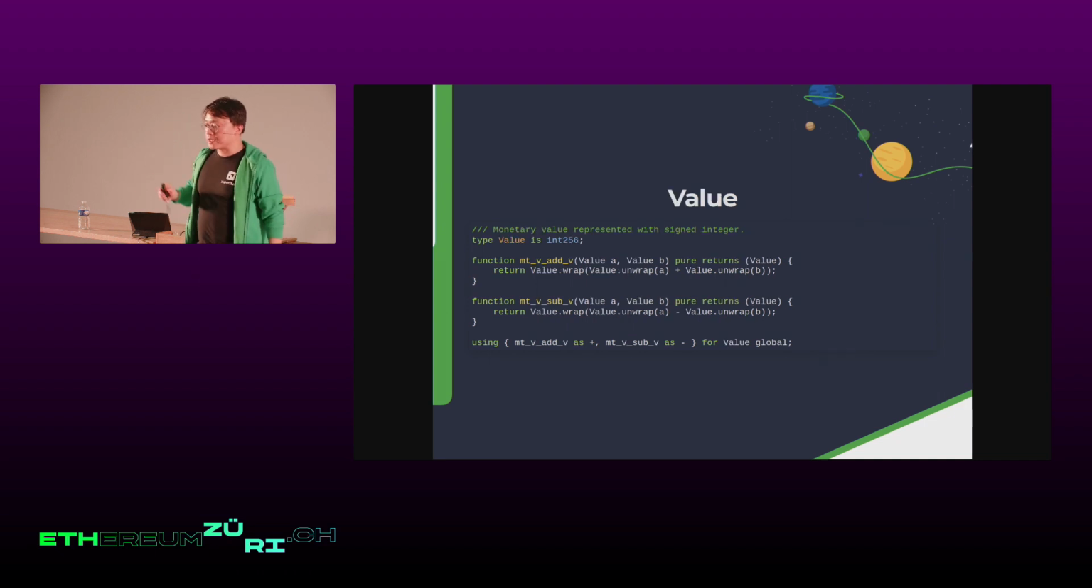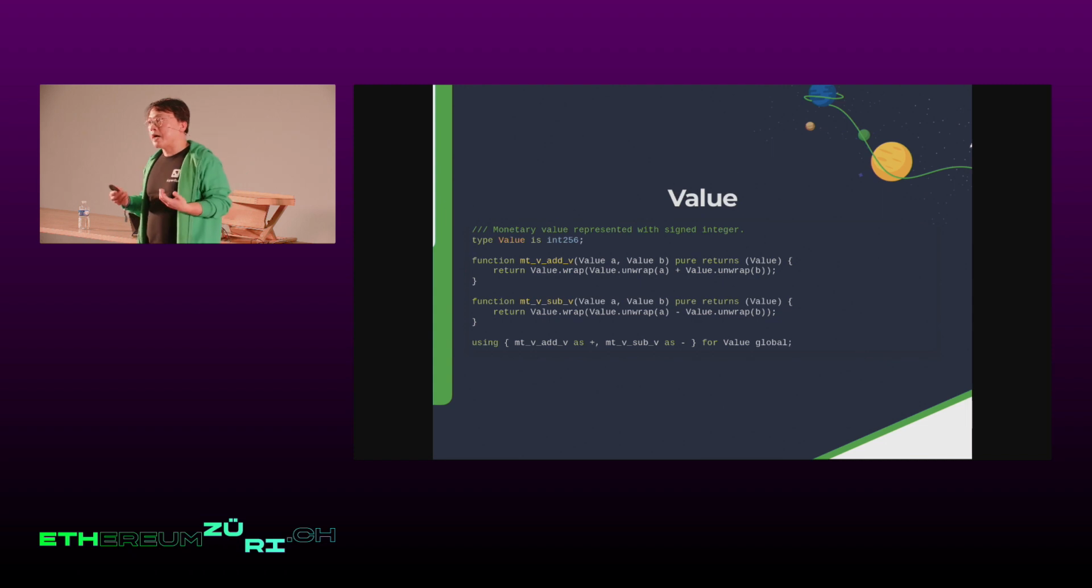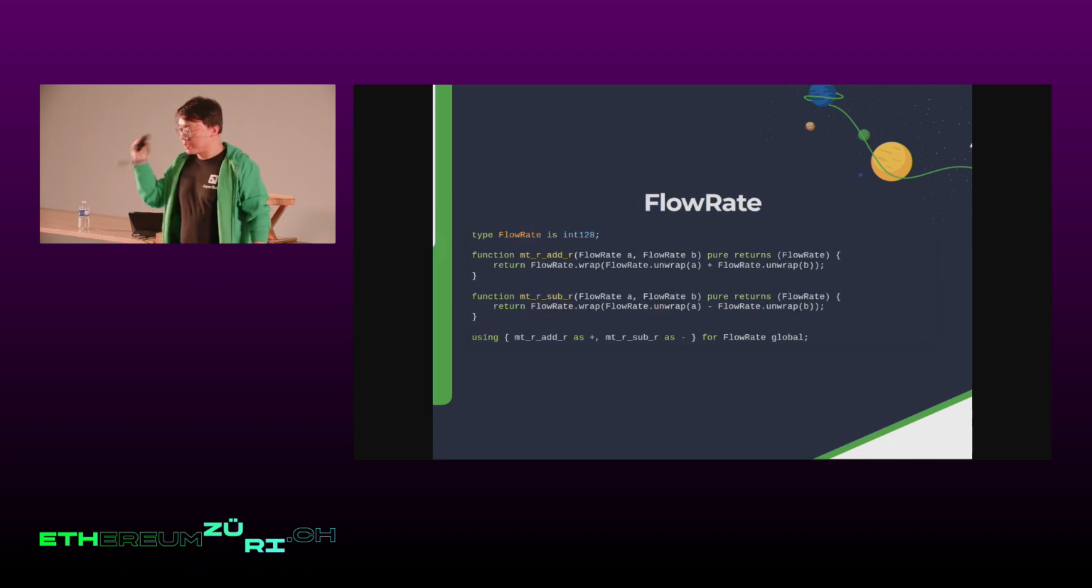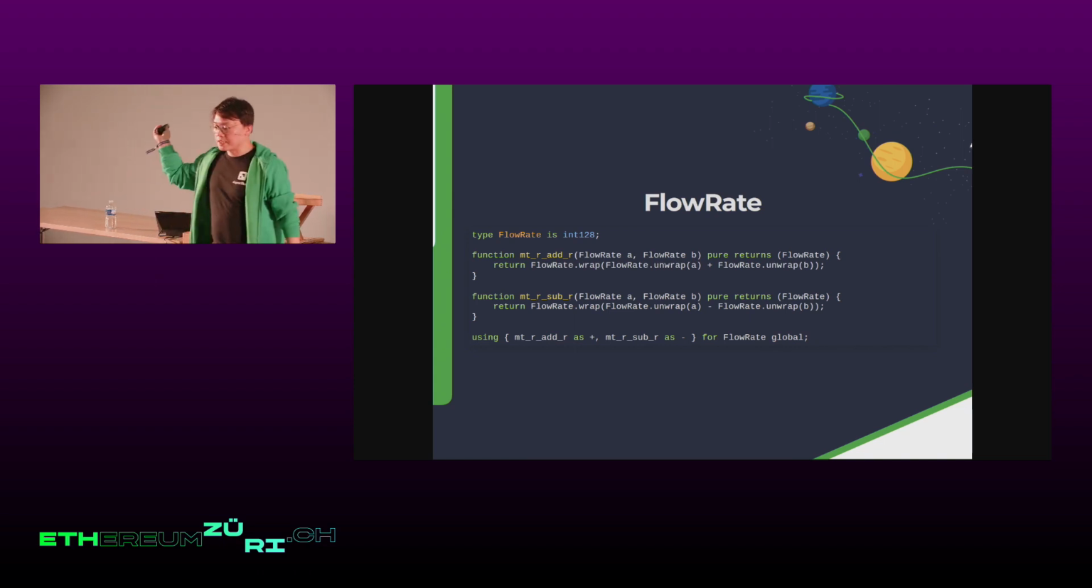Let's define more types, right? So you need to have value. Unlike the ERC20 value, this is signed also, right? So there's a positive and negative, so it's int256. Similarly, you define the add and sub, and you apply the operator overloading also, right? So now there's flow rate. In this case, let's say it's 128 bits instead, because otherwise, it's gonna overflow. There's only 256 otherwise, right? So very similar code to the previous one.